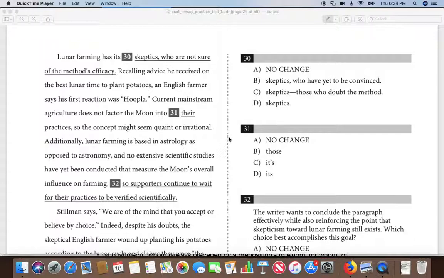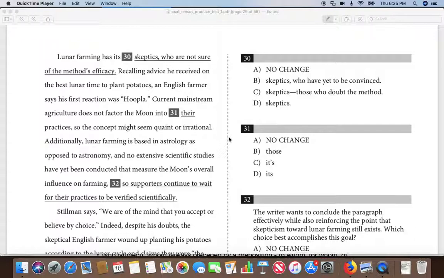Yeah, right. You could also argue it's make it match number, because we're talking about the practices of who or what. Whose practices are we talking about? The current mainstream agriculture does not factor the moon. Not the moon's practice. The moon doesn't have any practices. The moon doesn't practice anything.